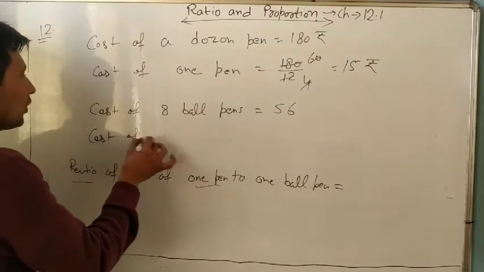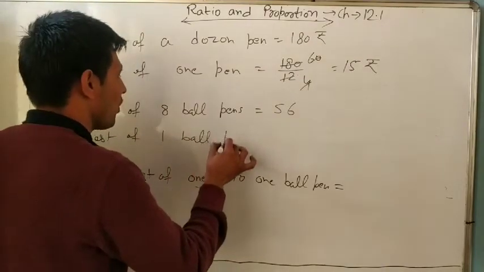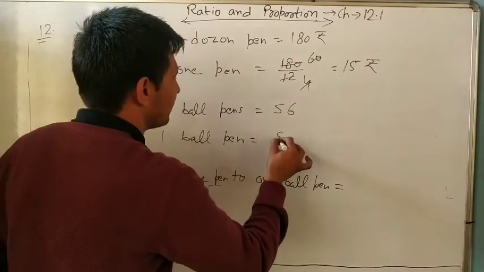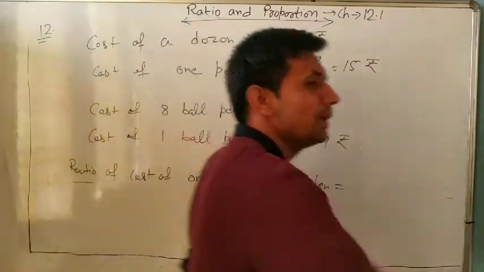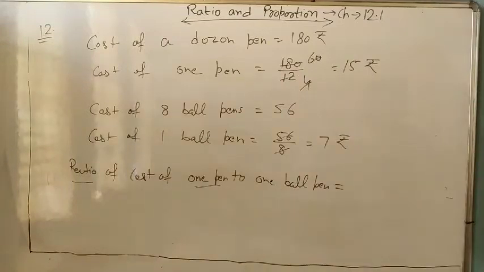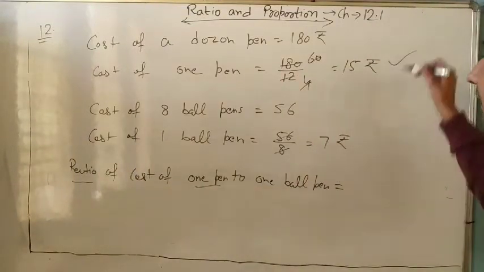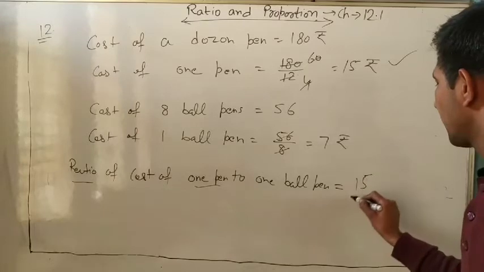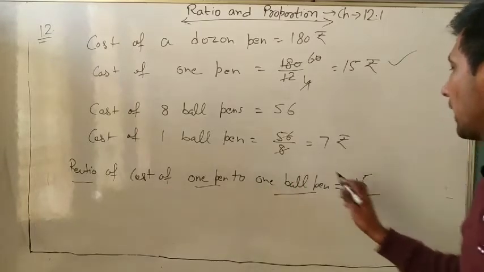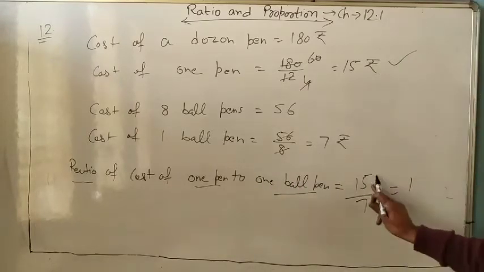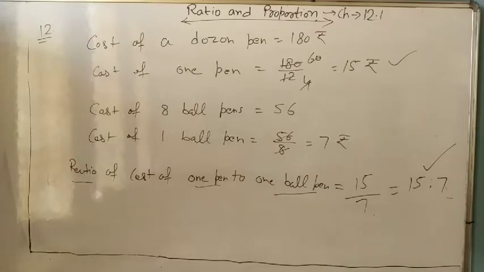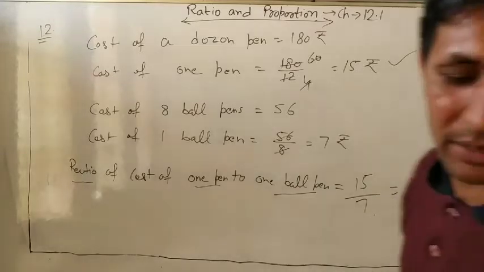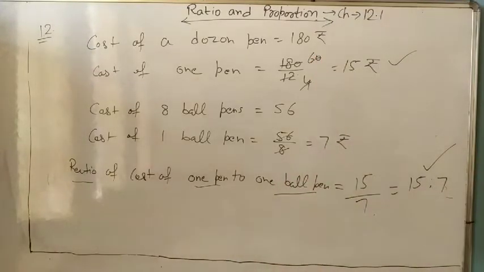Cost of 1 ball pen: 56 divided by 8. How much? 7 rupees. Now we will find the ratio. One pen is 15 and one ball pen is 7. So what is the ratio? Any common factor? No. So 15 ratio 7. What is your answer? 15 ratio 7, because 15 and 7 have no common factor. Understand it?